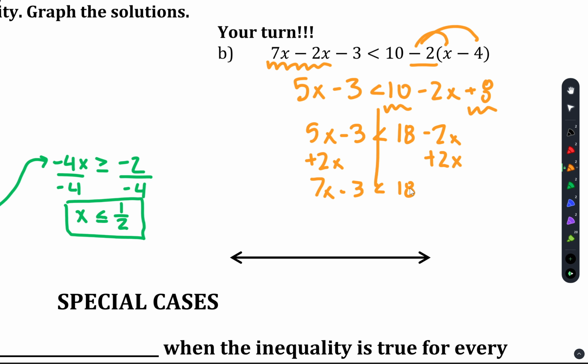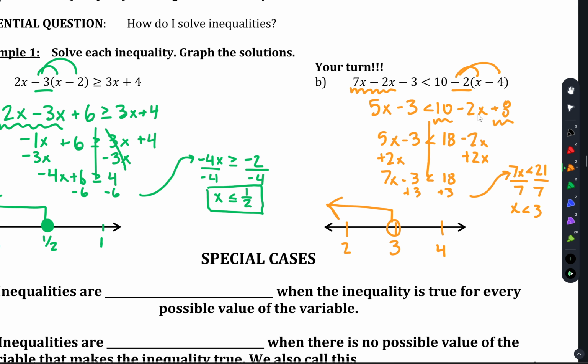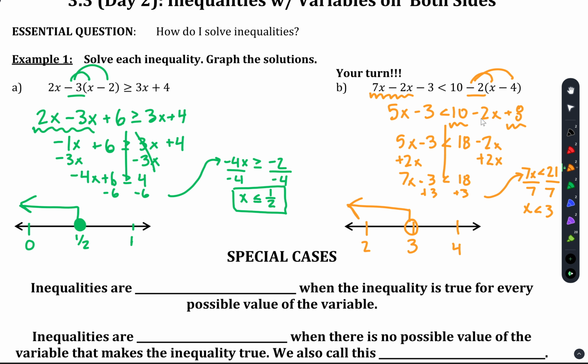7x minus 3 is less than 18. I add 3 to both sides. Again, I'm running out of room here. 7x is less than 21. Divide both sides by 7. x is less than 3. Plot it. I have an open circle facing left or right. Beautiful. Any questions on these two? Pretty cut and dry. That's what we expect out of the inequalities that we're going to see on our quiz on Monday.